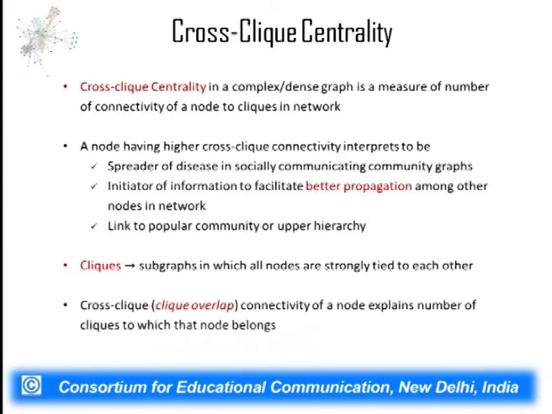So, in this, a node will have a higher clique centrality or cross-clique centrality, also known as clique overlap centrality. It is interpreted to be the spreader of disease in socially communicating community graphs. In social communities, people are meeting, speaking with each other, sharing their thoughts, etc. So, if some person is very relevant and might be a member of some bigger communities or some very important communities where people are coming, they might also have some link to even bigger communities.